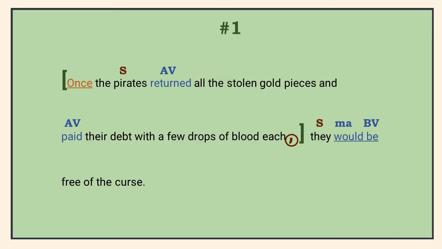Number 1. The core elements of the two clauses are pirates returned pieces, a direct object, paid debt, another direct object. The two verbs share one subject, pirates, so there is one clause here with a compound verb. The other clause's core elements are they would be free. Free is the predicate adjective. The adverb clause comes before the independent clause, so you need a comma here.